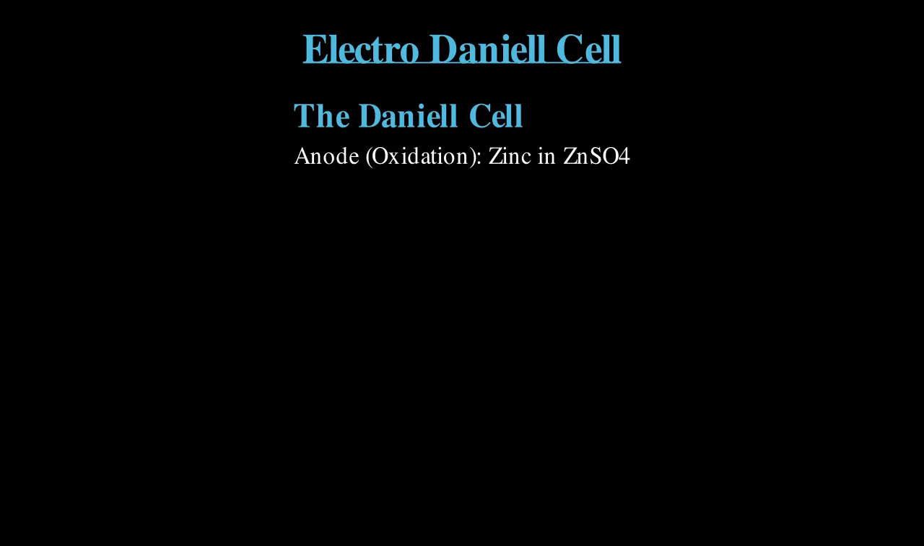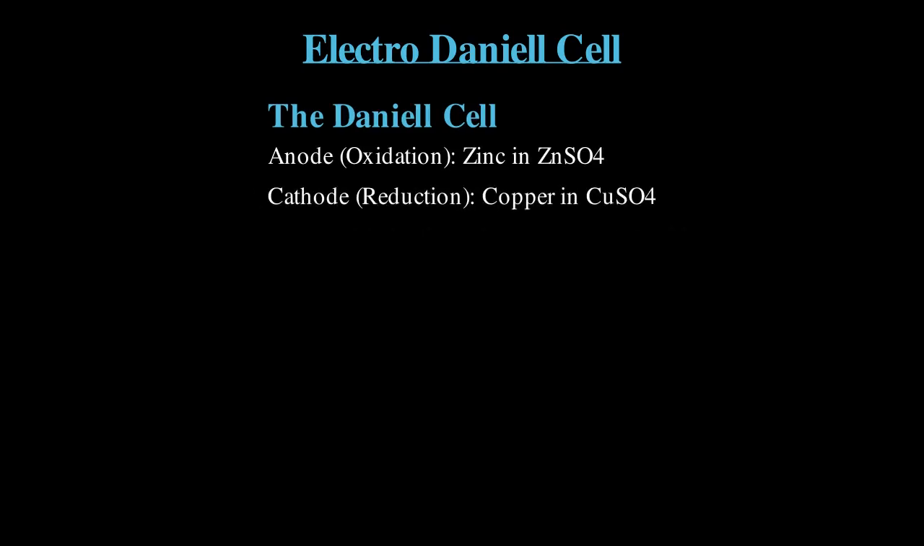Now, let's look at the classic Daniell cell, a galvanic cell that generates electricity from a chemical reaction. It has 2 half cells. The anode is a zinc electrode in a zinc sulfate solution, where oxidation occurs. The cathode is a copper electrode in a copper sulfate solution, where reduction happens. A salt bridge, containing something like KCl, connects the two to complete the circuit.